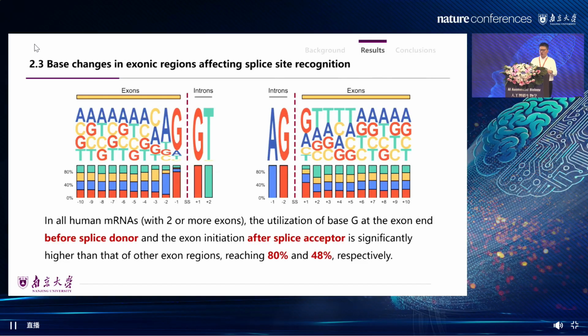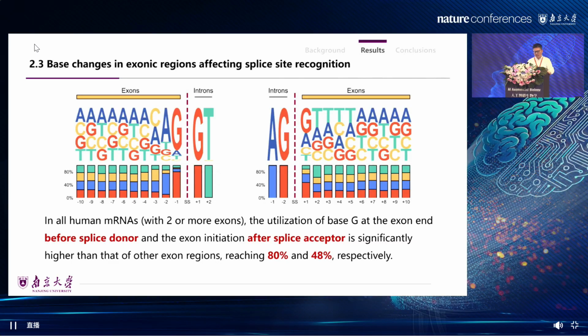We analyzed all human protein coding transcripts and quantified the nucleotide frequency at the end of the exons. The result was very striking. The single nucleotide right before the splice donor site is a G in over 80% of cases. Similarly, the first nucleotide of the next exon is a G in nearly 50% of cases.